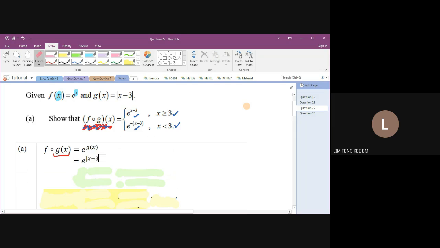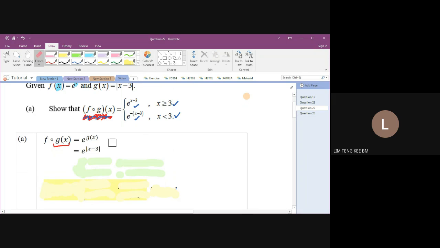And by the time I substitute g(x), this becomes e to the power of modulus x minus 3. And up to here, how do I get the answer as shown there in the piecewise function? We need to recall the knowledge on defining modulus. For example, when I have modulus y, I can define it in two ways, which is y itself for the case of y greater than 0, and negative y when y is less than 0. And if you notice, I haven't inserted the equal sign.